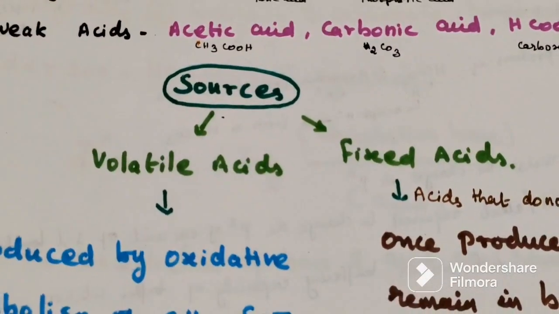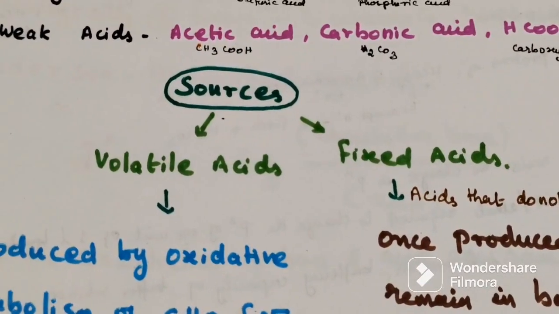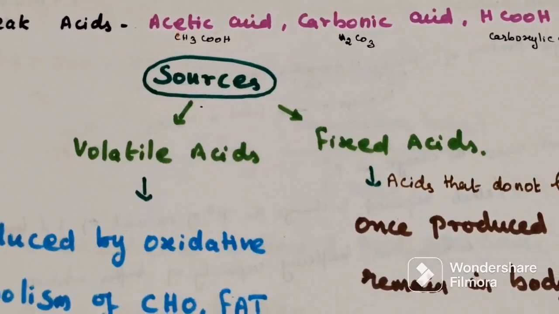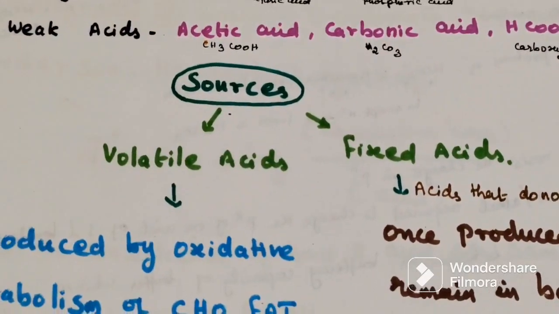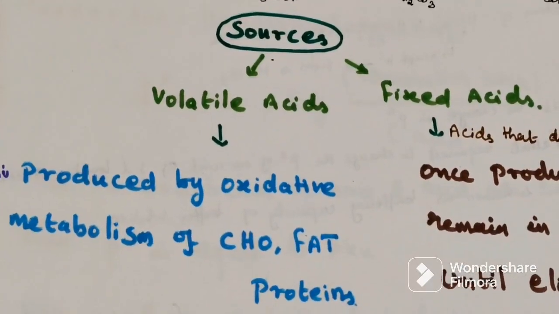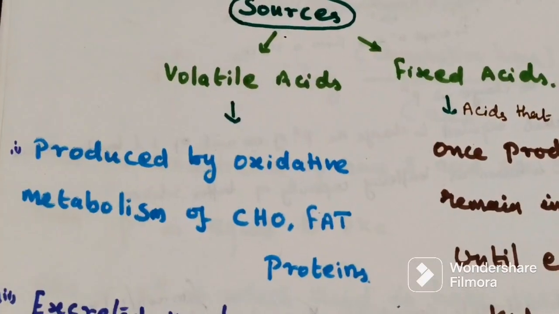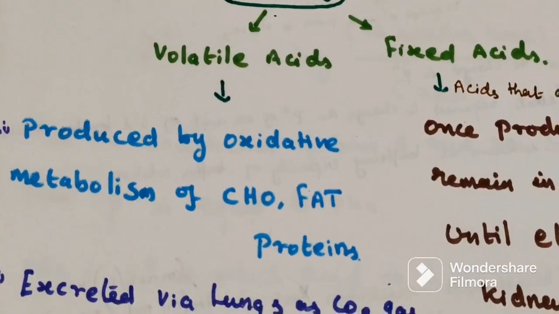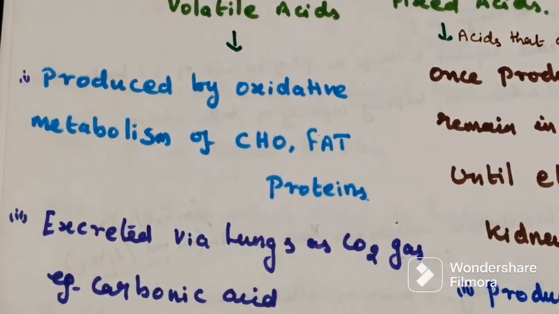What are the sources of acid? Metabolic sources of acid are of two types. First one is volatile acid, second one is fixed acid. Volatile acid is easily evaporated at normal room temperature. This acid is produced by oxidative metabolism of carbohydrate, fat, protein. The name itself indicates volatile, so it is excreted via lungs as carbon dioxide gas.